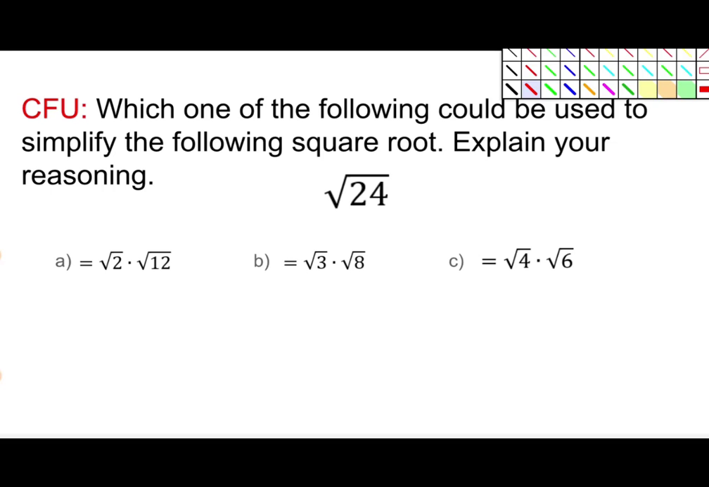Well, square root of 2, you cannot write 2 as a perfect square. 12 I cannot write as a perfect square, so none of these would help us simplify. That's going to just give us decimal values, and we're not going to be very good there. The square root of 3 is also not a perfect square. 8's not a perfect square either, but 4 is a perfect square.